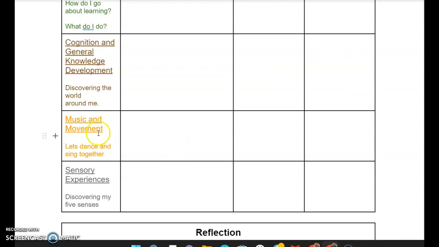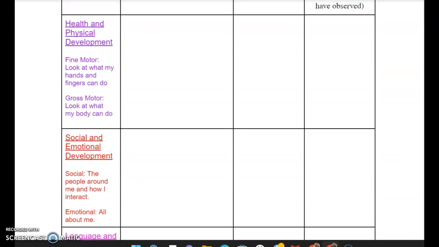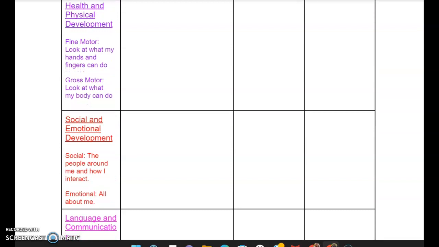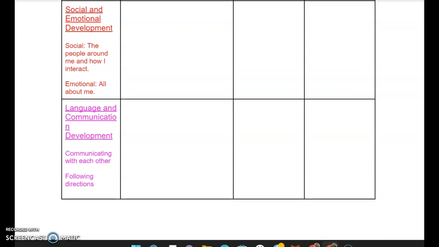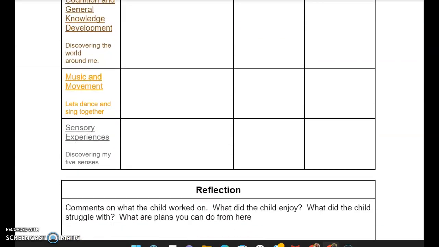Same thing with music and movement. We want to see some sort of music and movement experience throughout the day, and also a sensory experience throughout the day. Now, if you already did a music and movement or a sensory experience in one of these other sections, that doesn't count. You don't get to repeat it and say, oh, I already did it in social emotional. I want you to come up with another sensory experience or another music and movement experience. You can never have enough music and movement and sensory opportunities with infants.